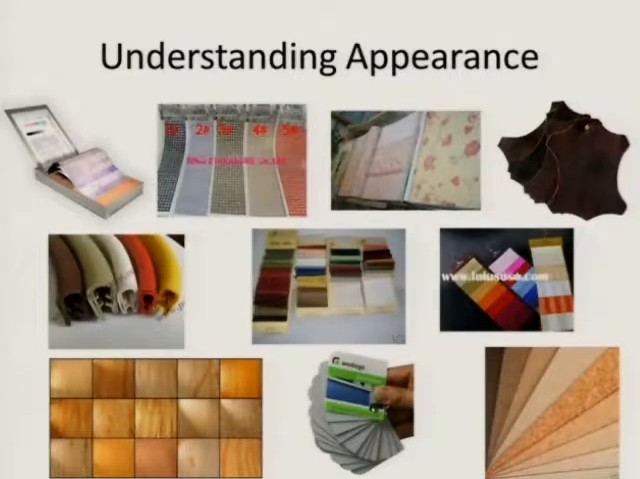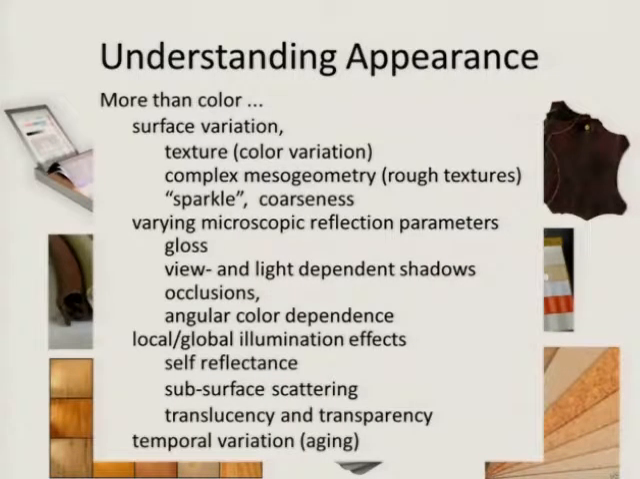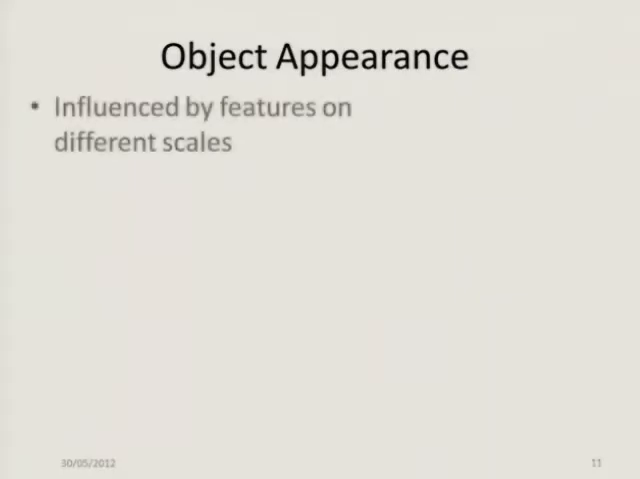That's our experience. Okay, if we go back and look again at the materials, and try to understand appearance, then of course it's totally clear that it's much more than color. It contains surface variation, and there are several things which we have to consider here. Then we have these very microscopic reflection parameters like gloss, hue, and light-dependent shadows, occlusions, angular color dependence, and then of course the local and global illumination effects you showed us how to filter. Okay? But this is all contained in these images. And of course there might also be temporal variation like aging in appearance.